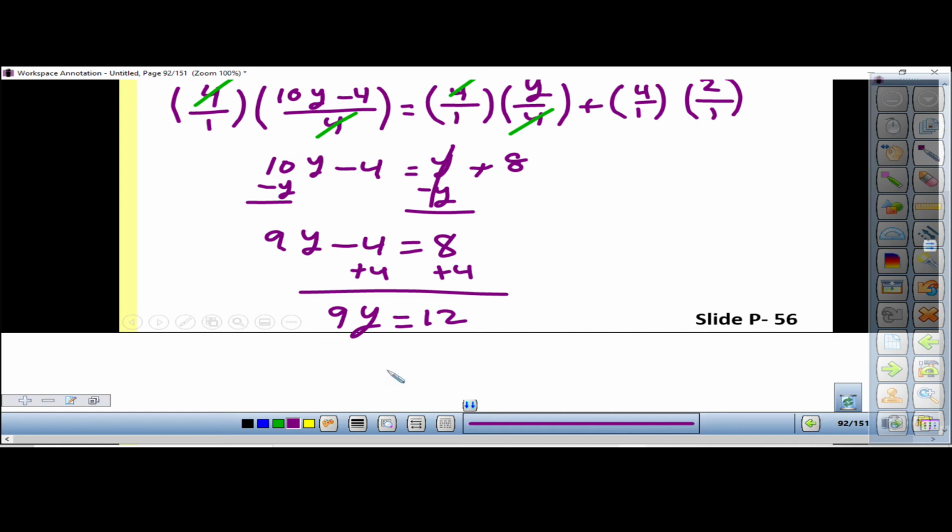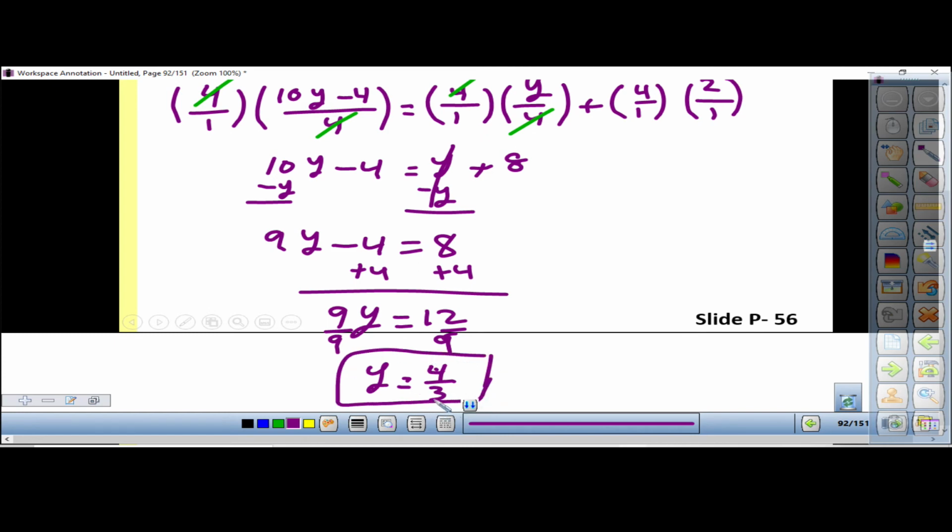Okay, are you with me? I'm going to divide both sides by 9. And y is going to be what? What would y give me here? 3 over, that's a 3, no, that's not 3. That's a 4 over 3. 4 over 3. That's it.